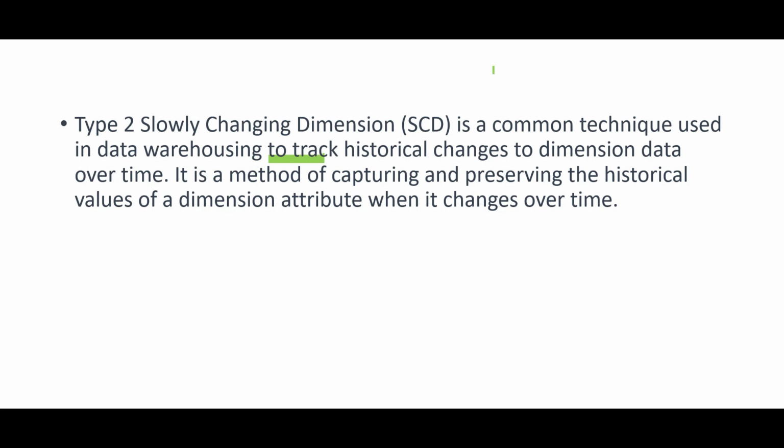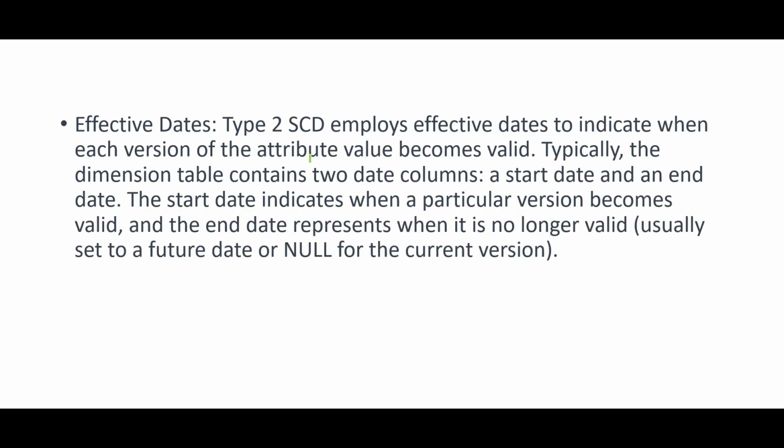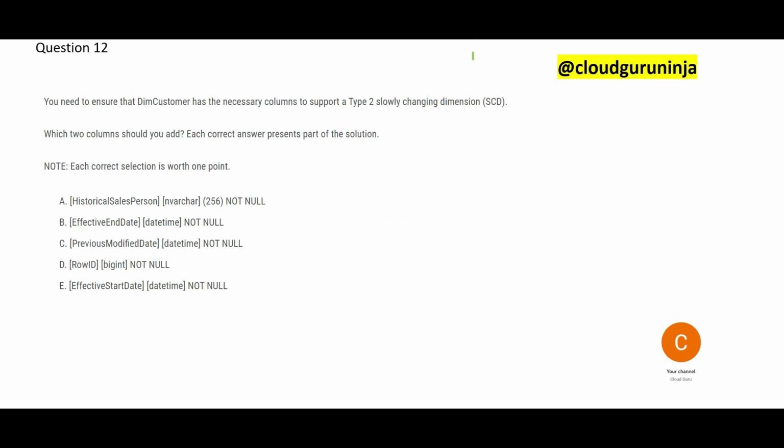But in type 2, it will keep that row. It will update the start date and end date, saying that from this date till this date, this person's address was New York. The current address is New Jersey. So that is type 2. It will maintain historical changes, and in order to do so, it will add effective dates, that is start date and end date. These are the two fields. This question is also asking the same. It is asking which two columns you should add. So we should add end date and start date. Simple. I hope you got the concept. So these two would be our answers.